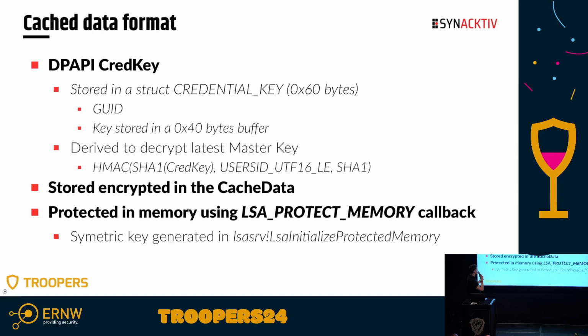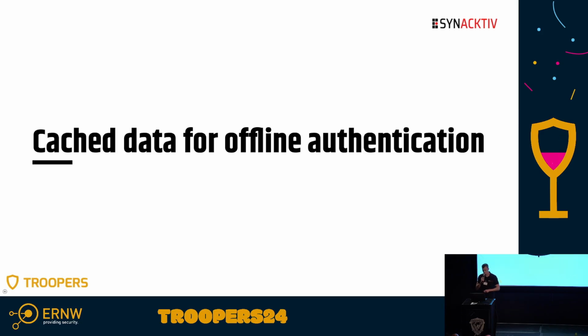As I just told you, it's stored encrypted in the cage data file. Something interesting to note is that when it's in memory, it's encrypted by the LSA protect memory callback. So in memory, it's stored encrypted using symmetric cryptography, and the keys are generated by the LSA initialize protect memory function. Basically, in memory the key will be stored encrypted, and if you reboot, you won't have the same key in memory. Okay, so now I will let my colleague talk to you about the cache data file usage for offline authentication.